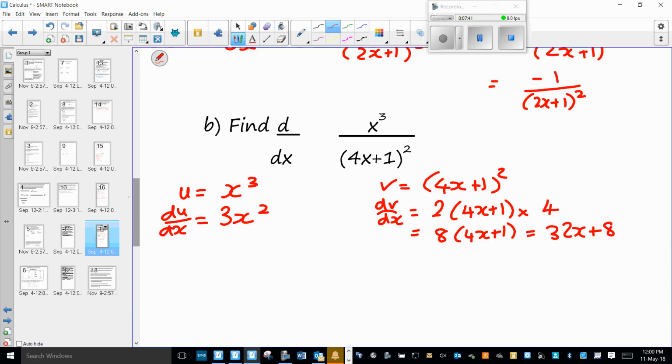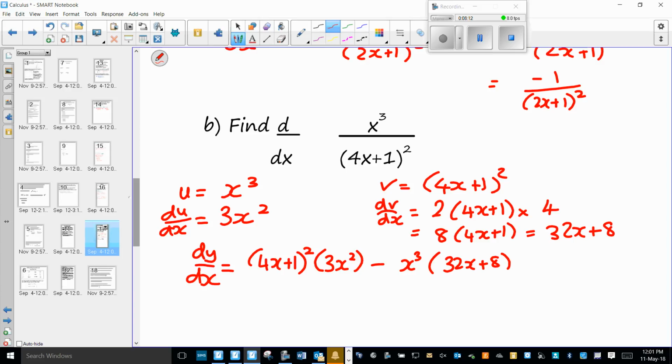So now we're going to substitute the expressions into the right place. So dy dx equals, had to start with v, (4x plus 1) squared, du dx, minus x cubed, bracket, 32x plus 8, close bracket, 4 over, now we've got (4x plus 1) squared, but we have to square it.